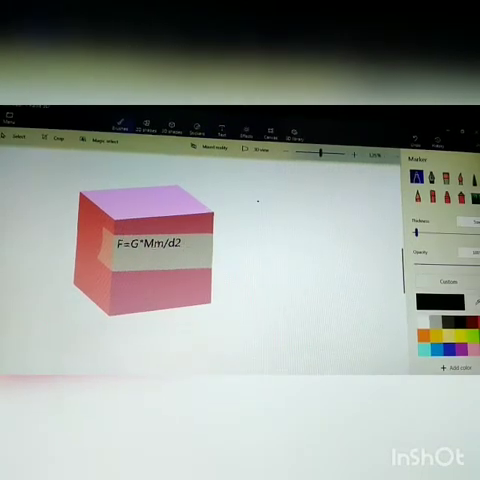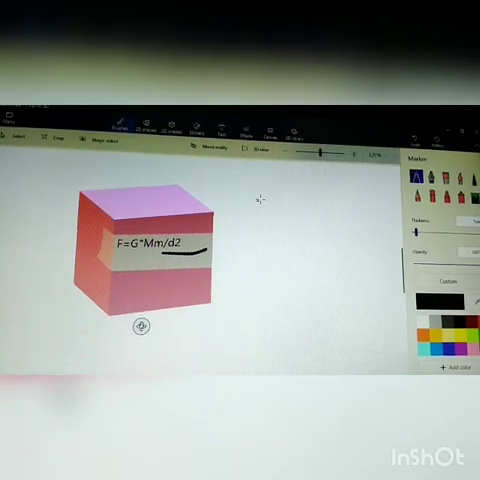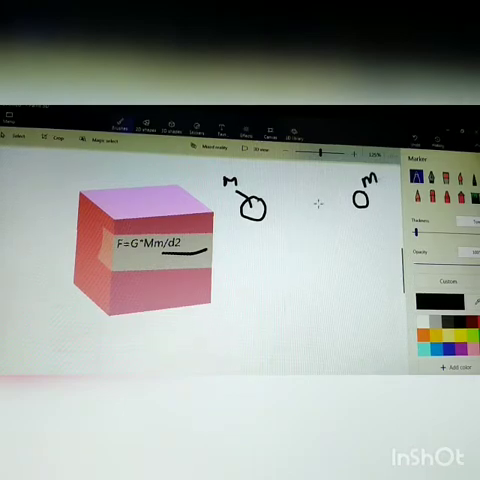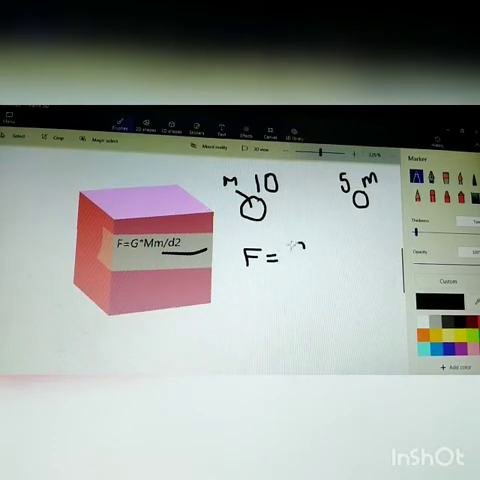Now let me explain this formula to you. First, let us assume that there is an object and the mass of this object is M. And let us assume that there is another, smaller object, and this object's mass is the smaller m. So how will you substitute these values? Let us say this M's mass is 10 kg, as I told you before, and this m's mass is 5 kg.